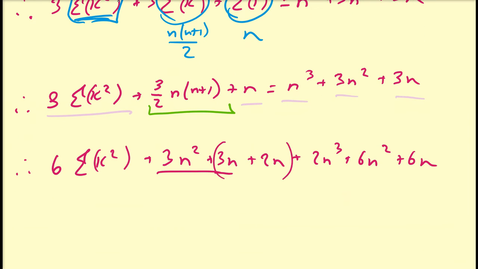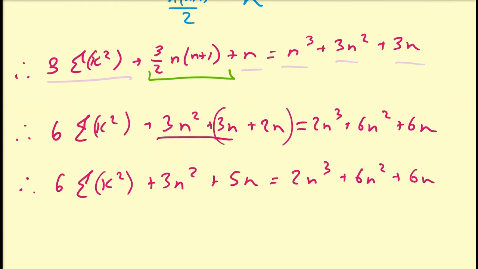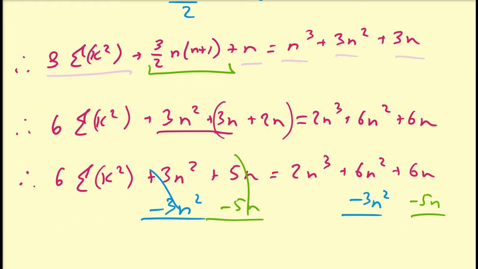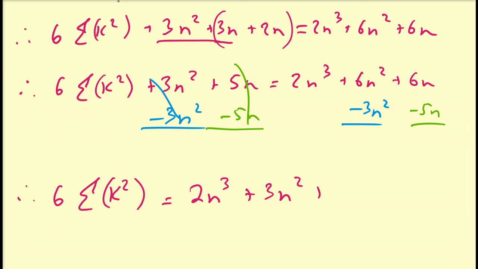I'm going to combine like terms on the left-hand side. So I have 6 sums of k^2 plus 3n^2 plus 5n must be equal to 2n^3 plus 6n^2 plus 6n. Now I'm going to isolate the sum: subtract 3n^2 from both sides of the equation, and move my 5n to the right side. Then I'm going to have 6 sums of k^2 must be equal to 2n^3 plus 3n^2 plus n.